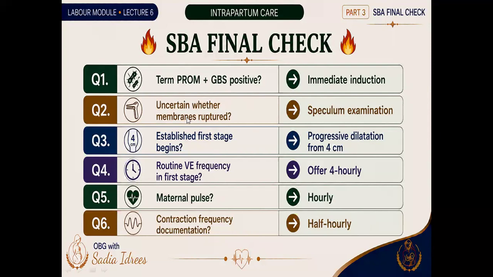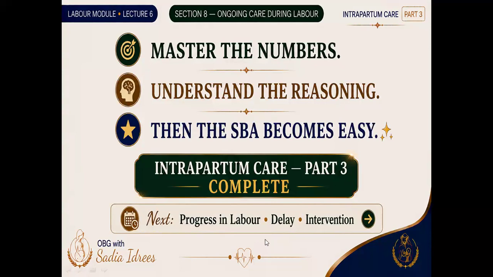According to this guideline, when does the established first stage of labor begin? Regular contraction with cervical dilatation from 4 centimeter. Routine vaginal examination in established first stage. Offer 4 hourly. Maternal pulse hourly. And frequency of contraction document every half hourly. If you got all 6 right, then the important framework of this section is already sitting in your head. And with that, we complete the intrapartum care part 3.